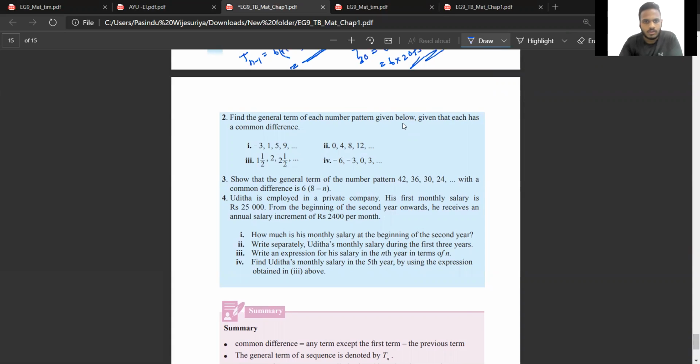Then for these ones, find the general term. So without the first term, take any term and subtract the previous term from it. Take 8, then take 4. 8 minus 4 is 4. Then take the next, minus 3, then you could say minus 6.